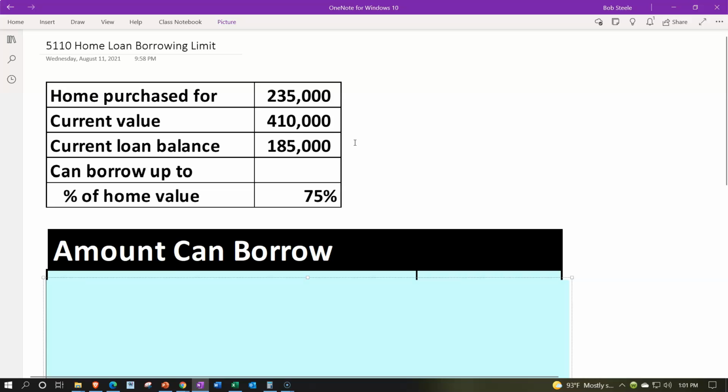So a loan was taken out when the home was originally purchased. We're going to say that the balance on that is currently $185,000. And then we're going to assume that you can borrow up to 75% of the value of the home. Now, this, of course, is a rule from the financial institution side of things that could change from institution to institution, and other circumstances may be in relation, and it could change over time.